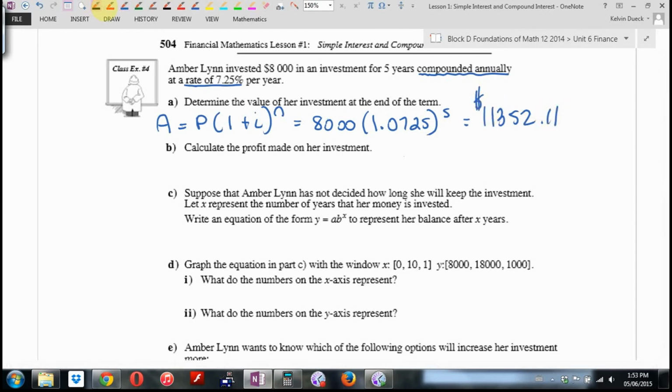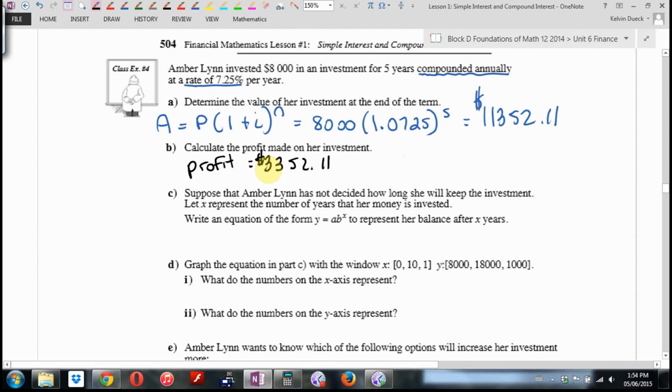Let's calculate the profit. What's the profit? That's another synonym for the interest. $3,352.11. Is that okay?